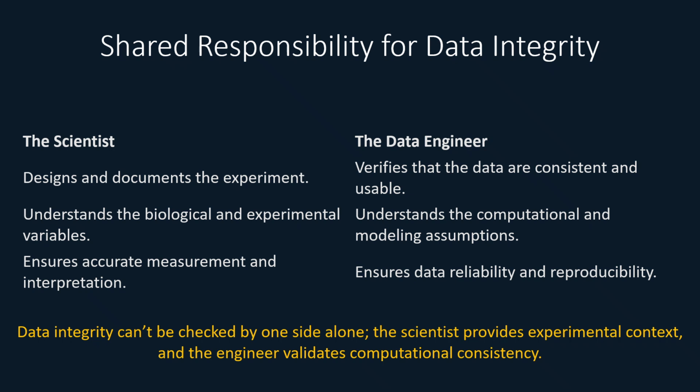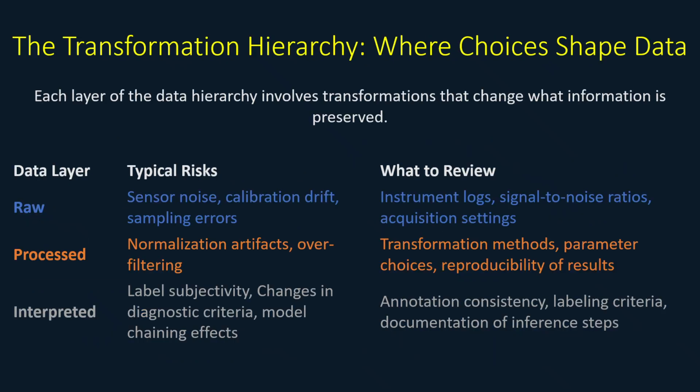So now let's see where choices shape data, and how this transformation hierarchy happens. Let's talk about something that is a bit specific to biological data: the transformation hierarchy. We covered these concepts in the previous lecture, so if you are not sure what I'm talking about, watch that first.